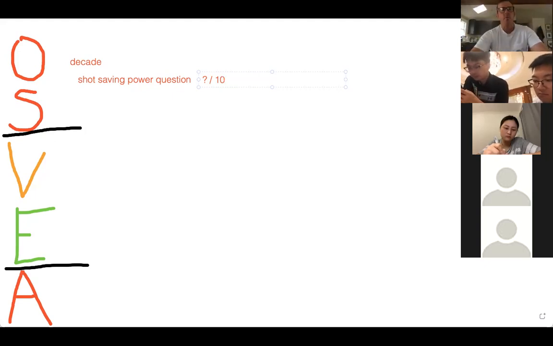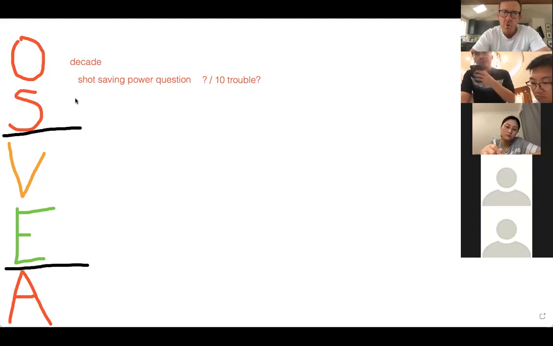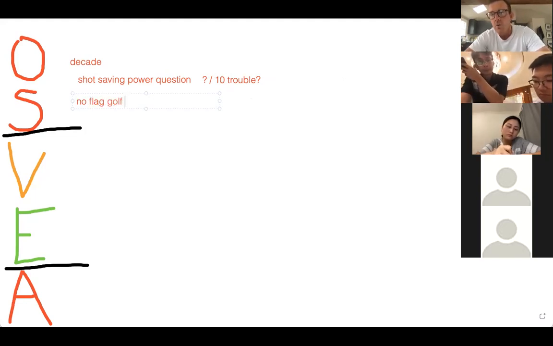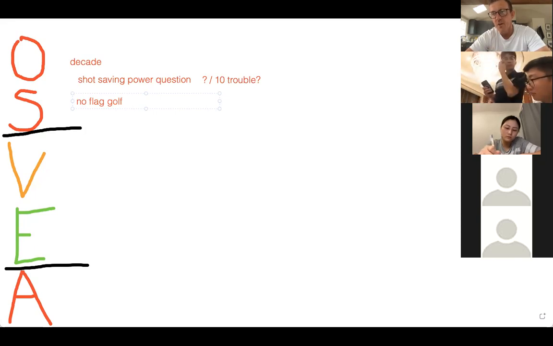How many times out of 10 will your ball end up in trouble? And then I also play the odd game in this section. So a couple of games that I'll play would be no flag golf. So take the flags out of the green and I ask the student, okay, all you have to do is avoid the trouble. And sometimes we'll play 9 holes of no flag golf.